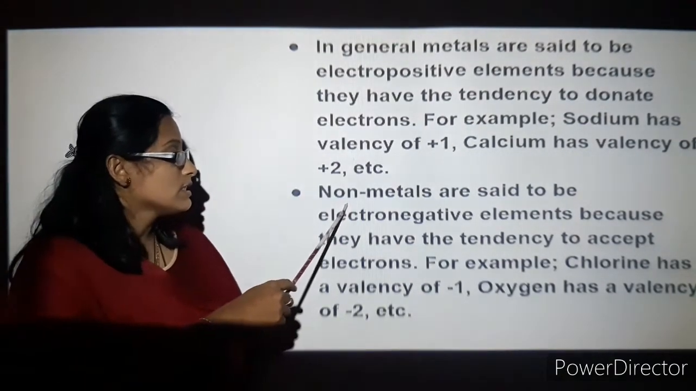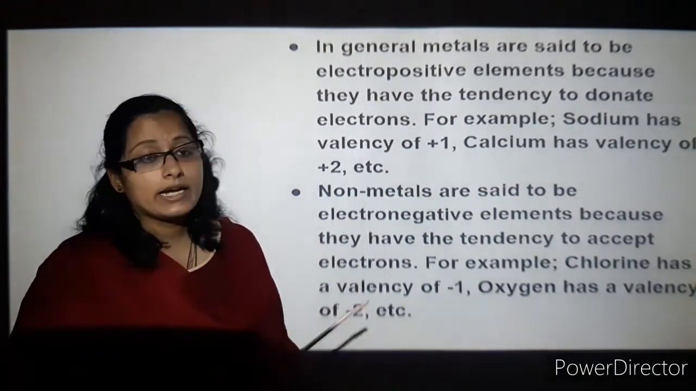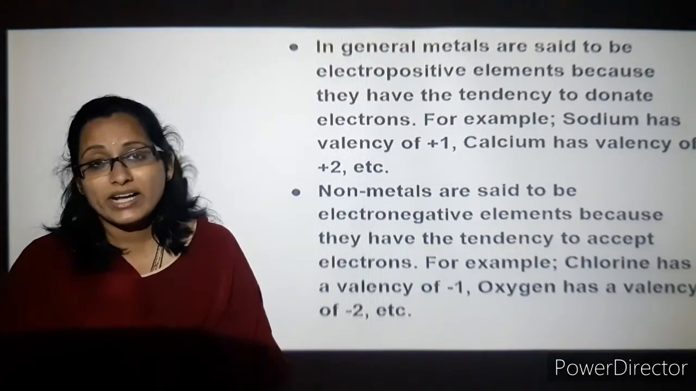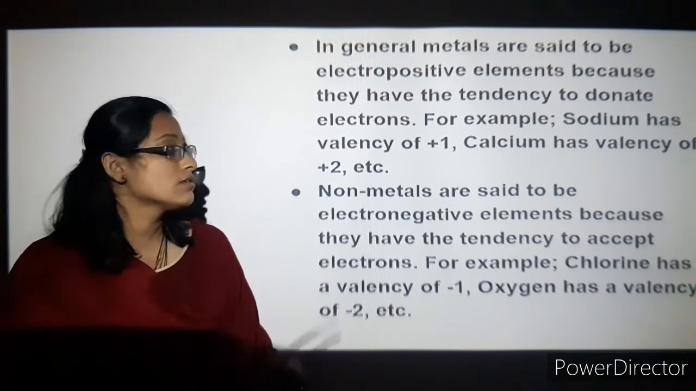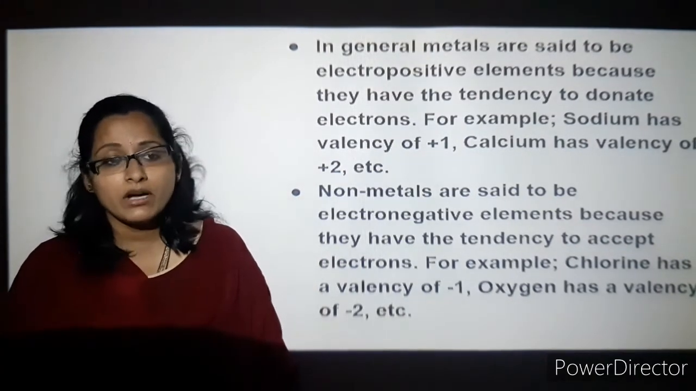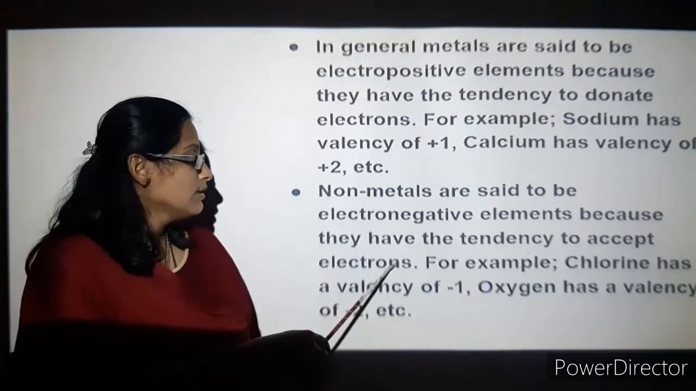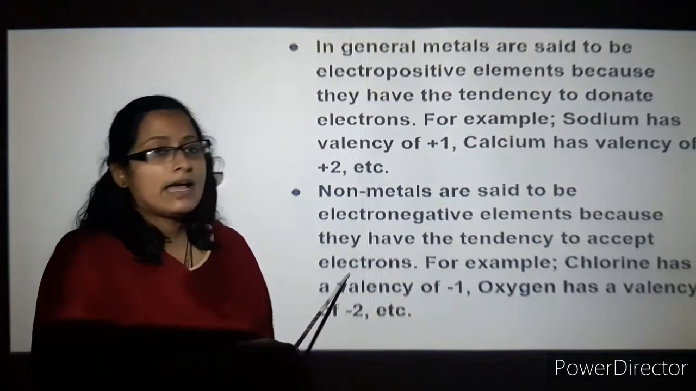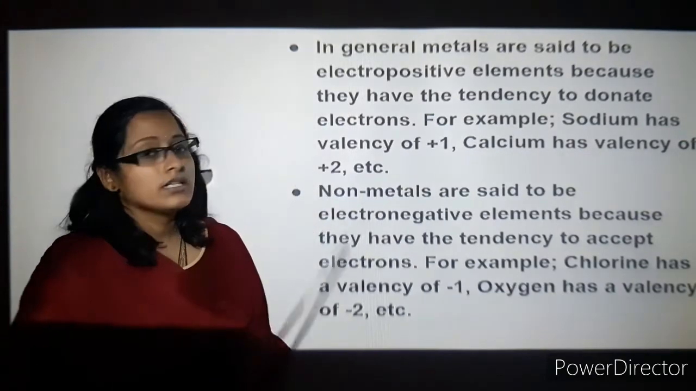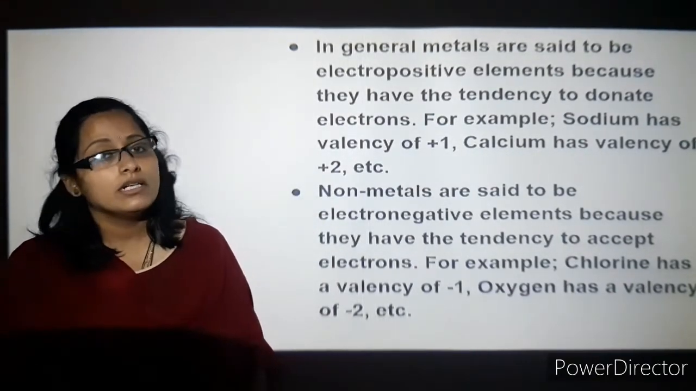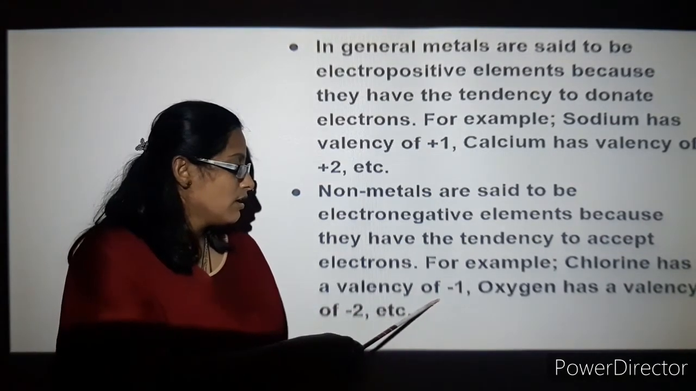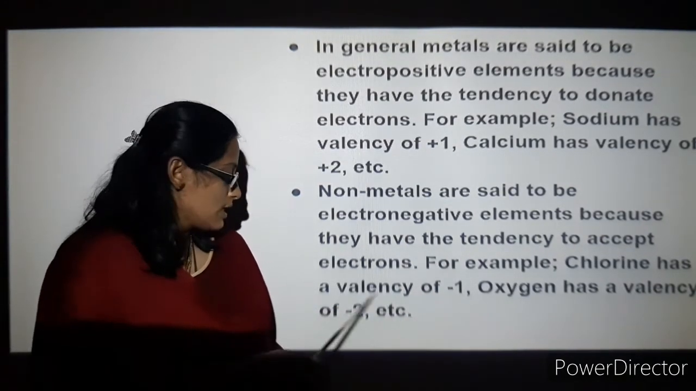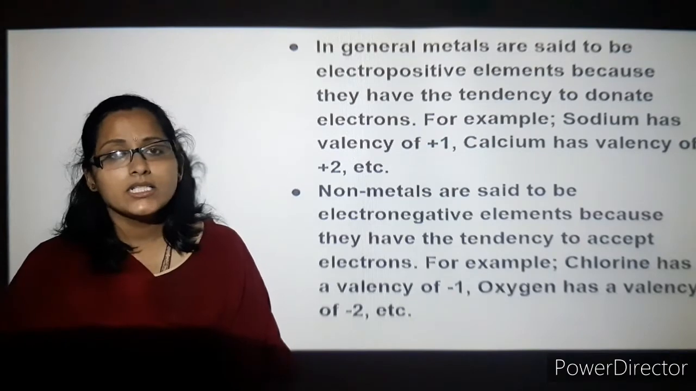So non-metals are said to be electronegative elements. Why are they called electronegative? As I told, negativity means it is going to gain electrons from the metals. So they accept the electrons from the metals, which are electropositive in nature. So for example, chlorine has a valency of minus 1. Oxygen has a valency of minus 2.